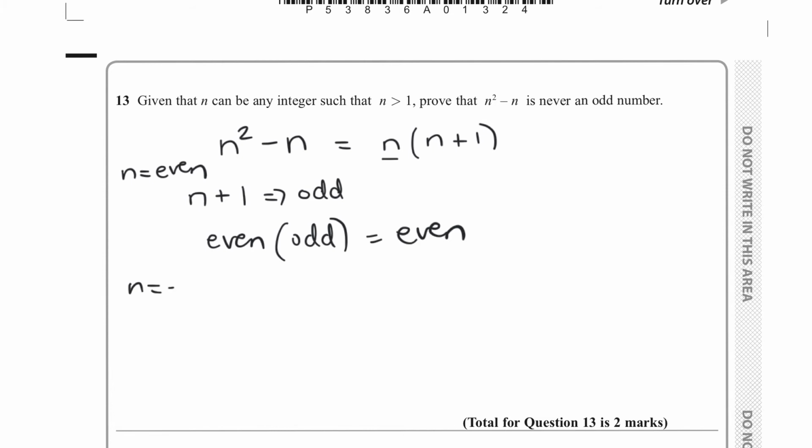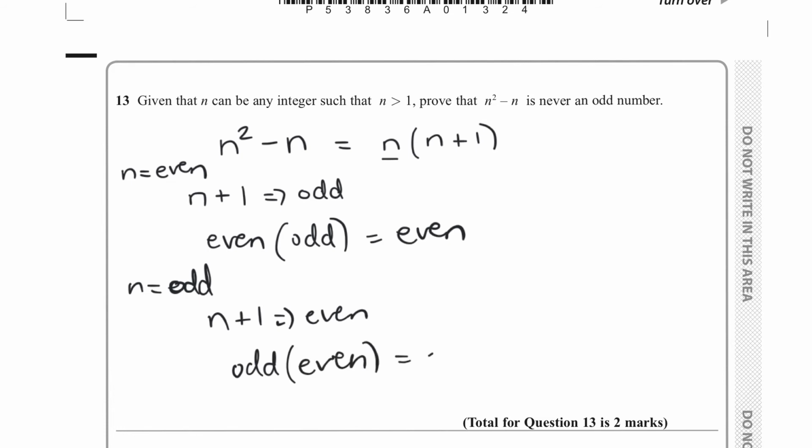So let's say now n is odd. Let's just test this theory again. If n is odd, then n plus 1 would be even. So if we had odd on the outside of our brackets and even on the inside, we're still doing odd times even, which is even. So therefore, n squared minus n is never odd, because both of our answers have come out with even solutions. So you could do anything along those lines.